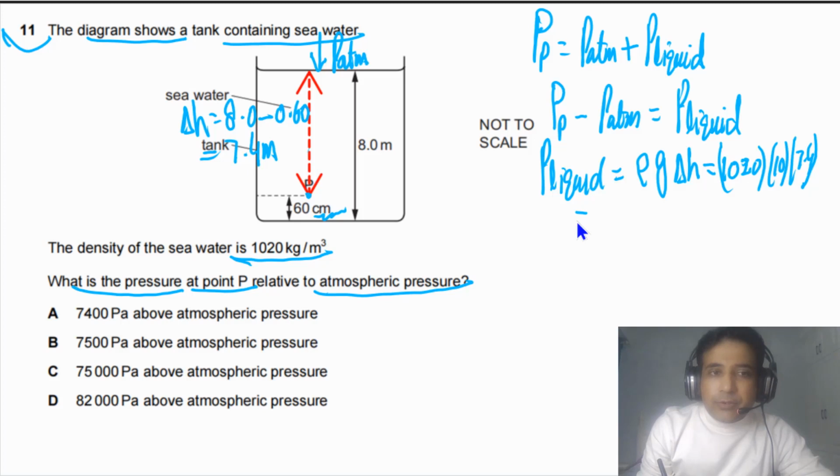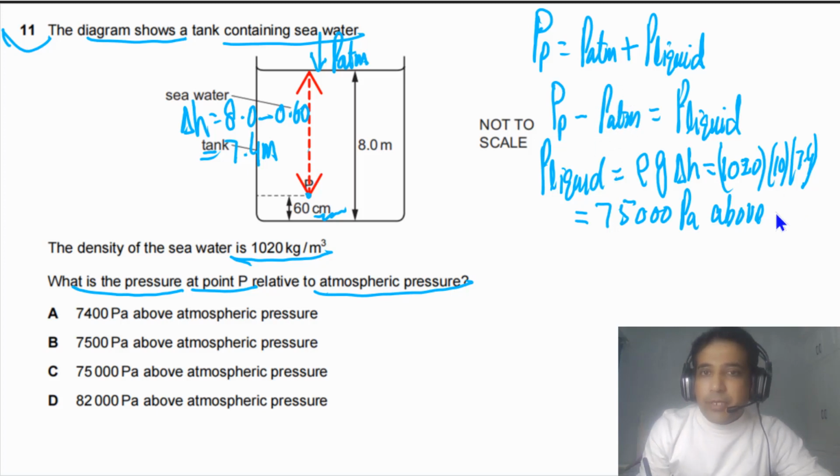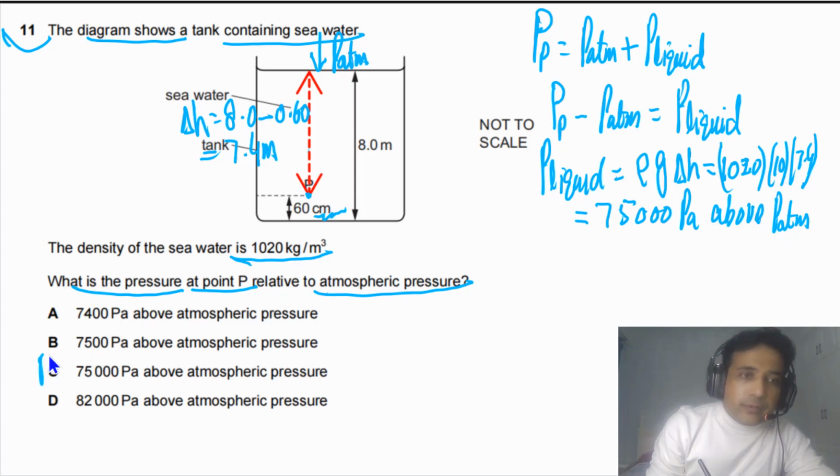Now, if we solve this one, our final answer will be equal to 75,000 pascal. And this is above atmosphere because we have subtracted P atmosphere here. So we can say above P atmosphere. So the answer for this question is C.